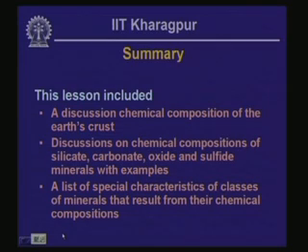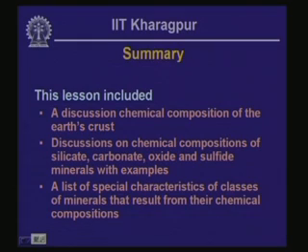Okay. So, finally, summarizing what we learnt in this lesson, we discussed the chemical composition of the Earth's crust, and the chemical composition of silicate, carbonate, oxide and sulfide minerals. We considered examples of these minerals, and these minerals compose a very large proportion of the Earth's crust. We looked at a list of special characteristics of classes of minerals that arise because of the chemical composition.